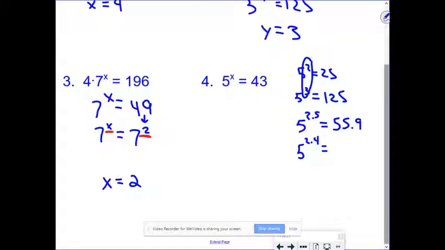So anyway, 5 to the 2.3 is 55. 5 to the 2.4 is 40. So let's see. 5 to the 2.3, that's going to be about 40, I believe it is. So we know that it's between 2.4 and 2.3 because I wanted it to be 43. 2.35 maybe?